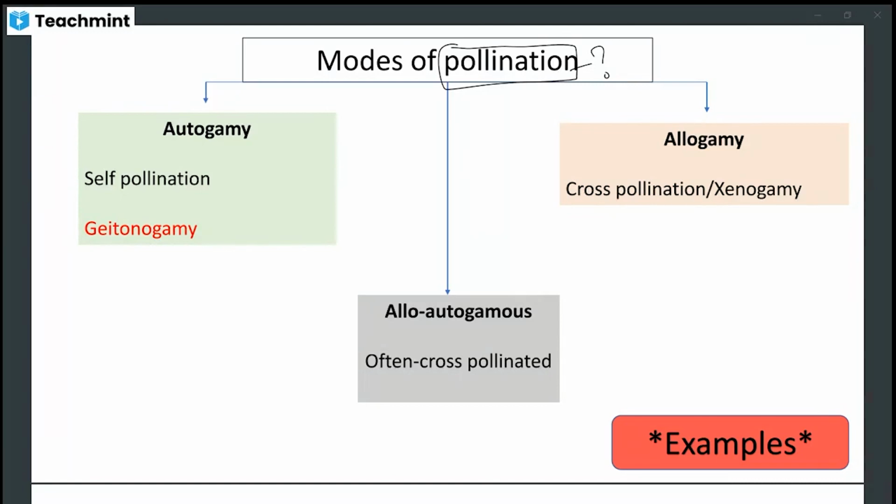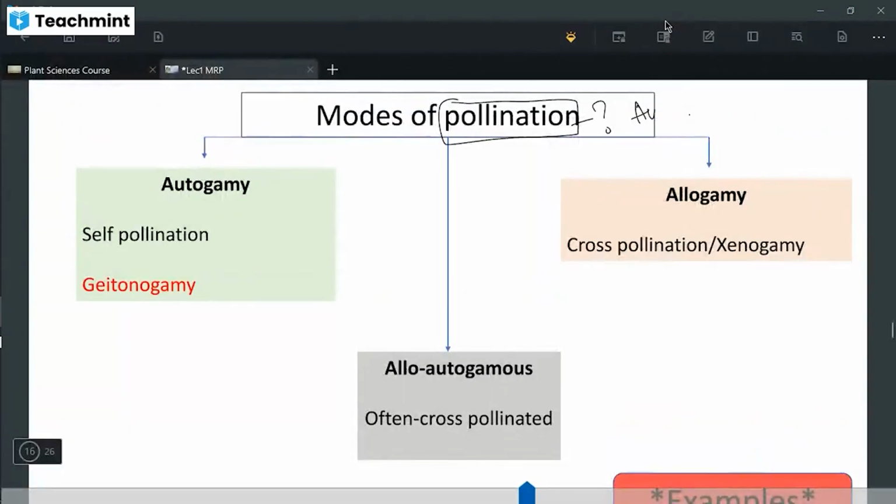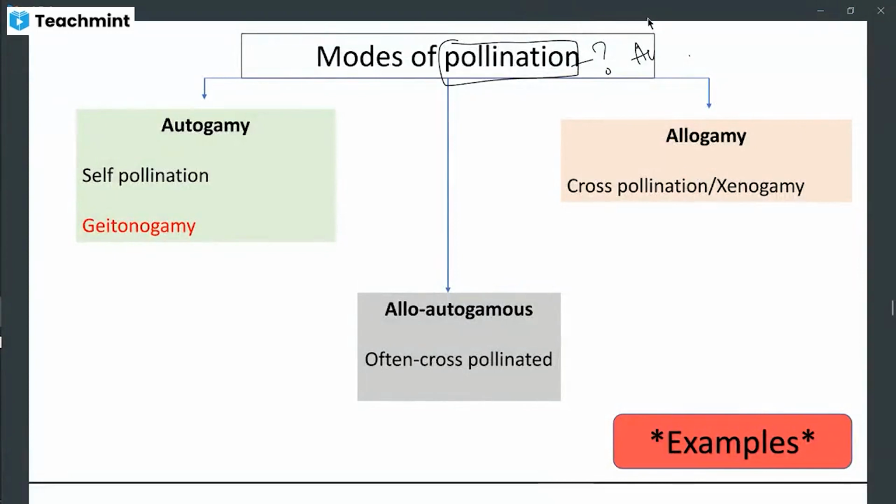Okay, is it okay? And so, what do you mean by pollination? Transfer of the pollen grains from anther to stigma. So, how many types of pollinations are available in crop plants? One is autogamy, two is allogamy, and three is alloautogamous. See, autogamy, what we call is self-pollination.